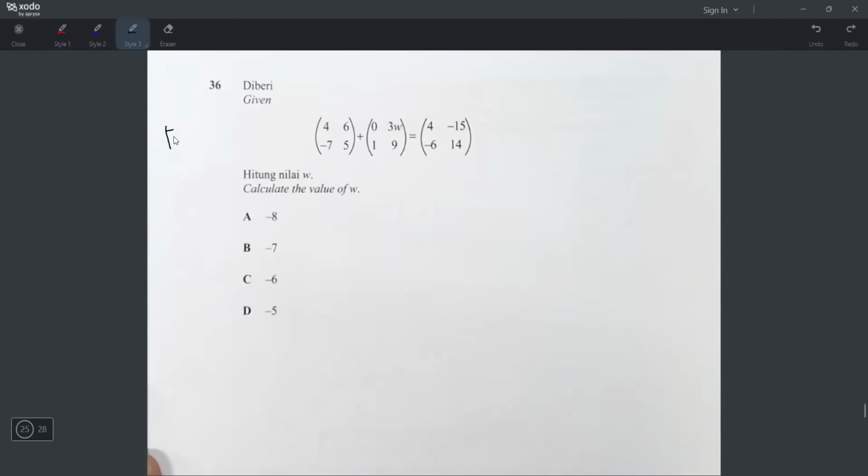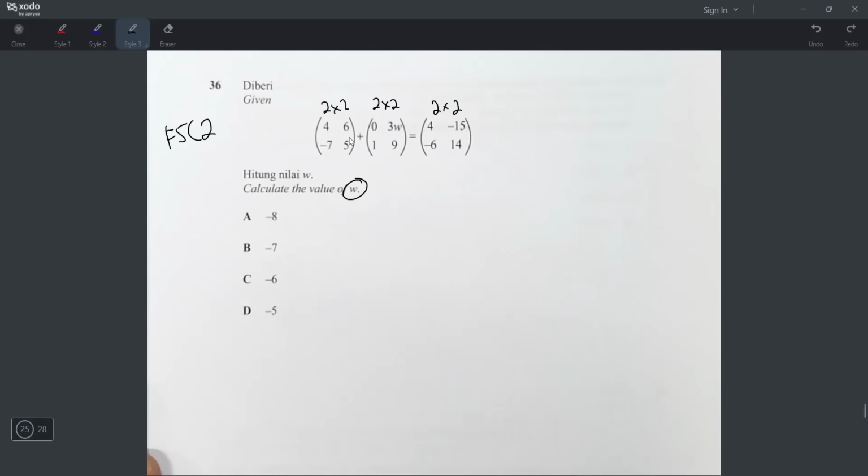36. Another matrix question from Form 5 Chapter 2. Okay, given matrix tambah matrix equals matrix, calculate the value of W. Okay, when you buat tambah tolak matrix, you have to make sure the order is exactly the same. It means the number of rows and number of columns has to be the same for all the matrices. So let's determine the order first. This one is 2 by 2, 2 rows 2 columns. This one also 2 by 2. This one also 2 by 2. And as you can see, when you take 2 rows 2 columns plus 2 rows 2 columns, your answer would be a matrix with 2 rows 2 columns also.